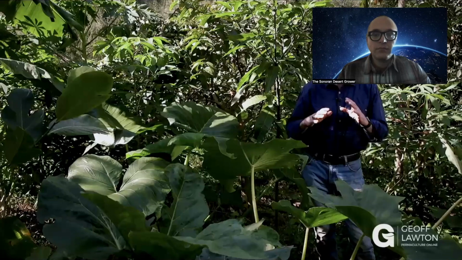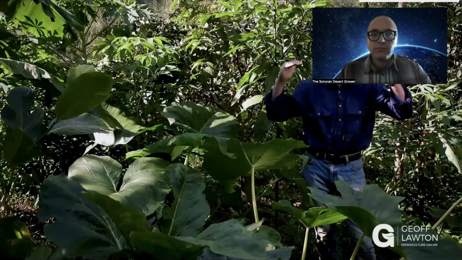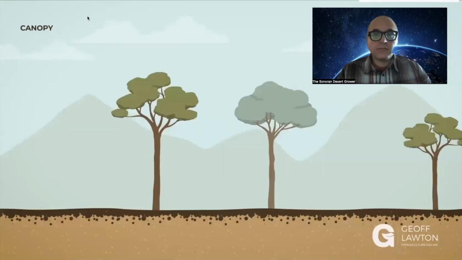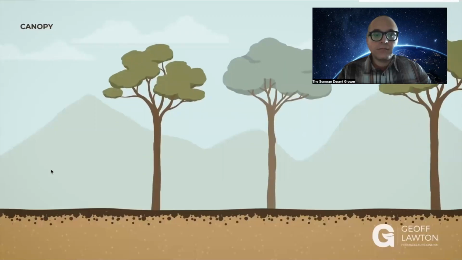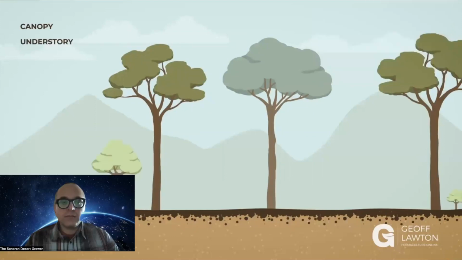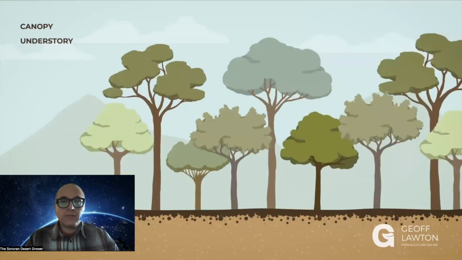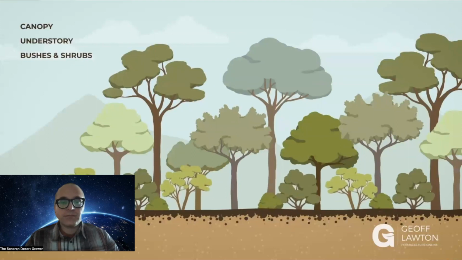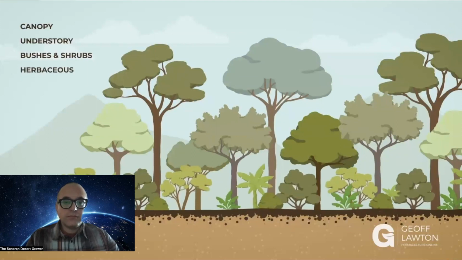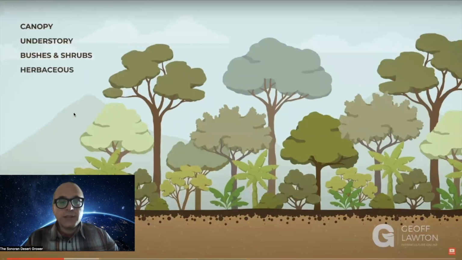All forests have layers. So you start off with a canopy layer, that's the top of the forest. Then you have understory layers, and under those you have bush and shrub layers, going down to herbaceous layers. So this is basic food forest theory, and this exists in the Sonoran Desert.